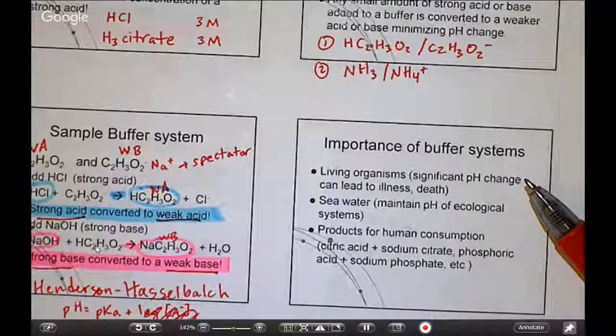Okay, another place where we see buffer systems would be seawater. So if we look at marine life and those ecosystems, the water is going to have a certain pH, and so the fishes and algae and plant life will be able to sustain themselves at that pH. And if you change the pH, like make it more acidic, things die.